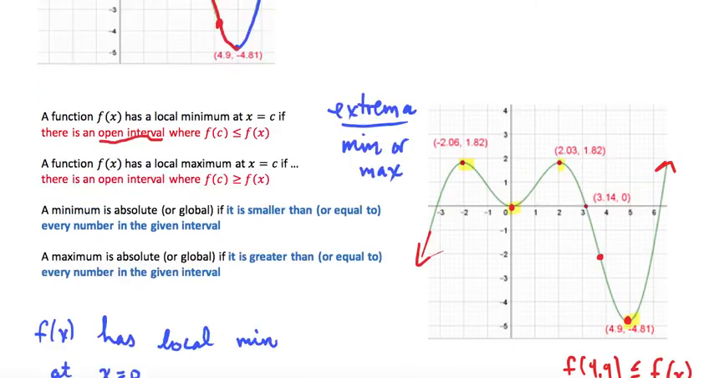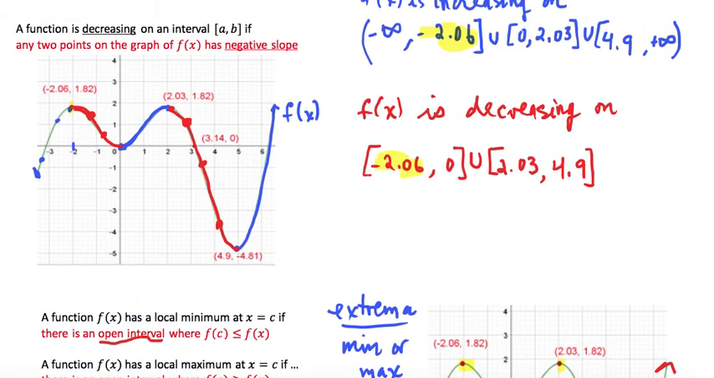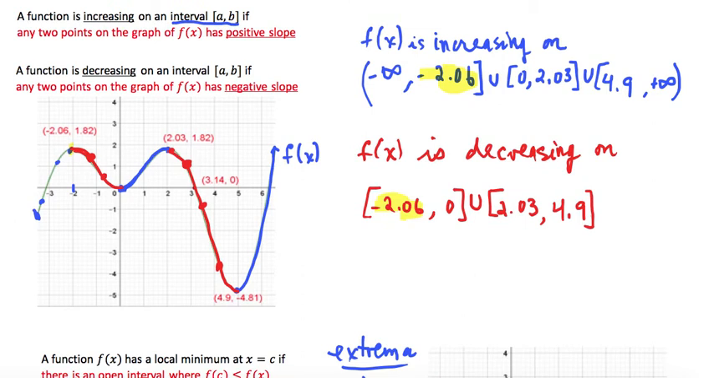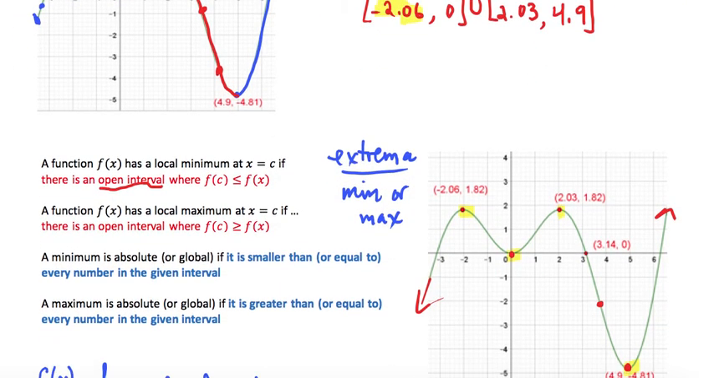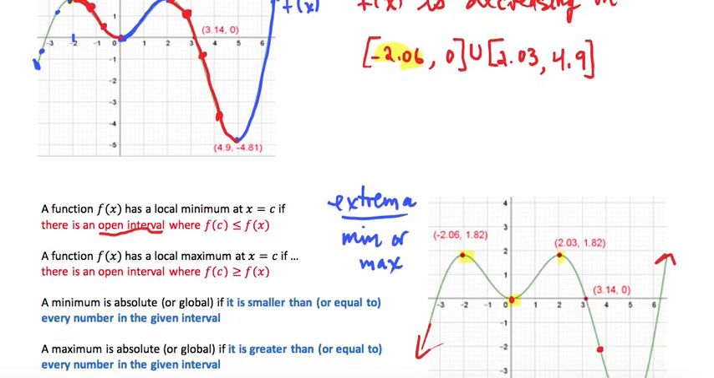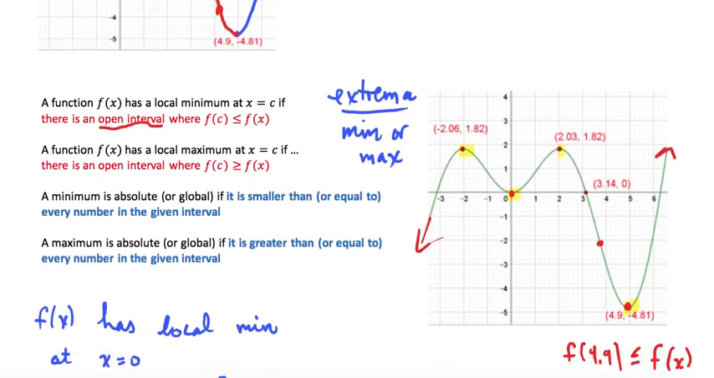Okay, so from what we talked about up here, remember that -2.06 is part of an increasing interval, and it's also part of a decreasing interval. So that means when x is equal to -2.06, f of x is going to have an extrema. And depending on what the graph looks like, it may be a min or a max. Okay, so these two concepts of increasing, decreasing, and extrema, they're very much related.